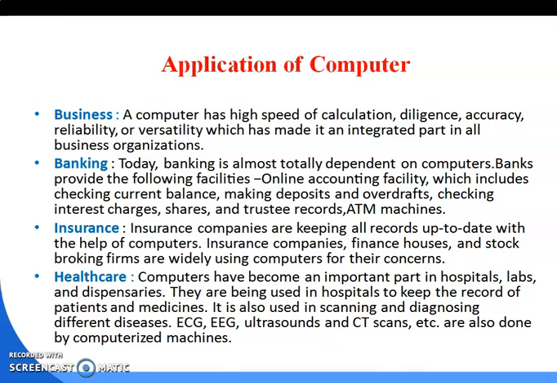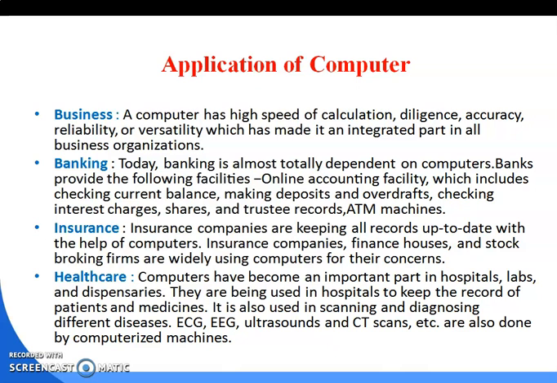Banks provide the following facilities: online accounting facility, which includes checking current balance, making deposits and overdrafts, checking interest charges, shares and trustee records, ATM machines. Next is insurance. Insurance companies are keeping all records up to date with the help of computers. Insurance companies, finance houses and stock broking firms are widely using computers for their concerns.